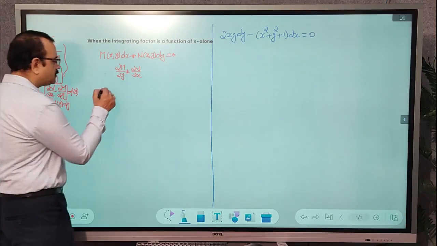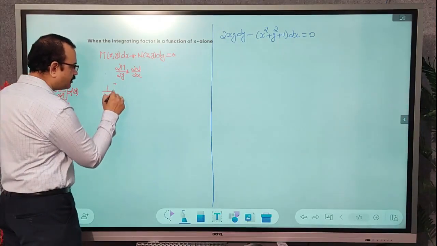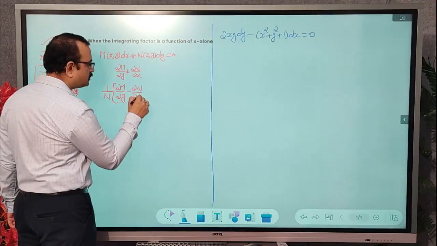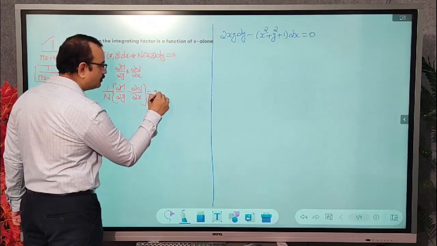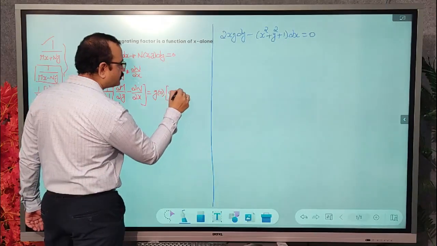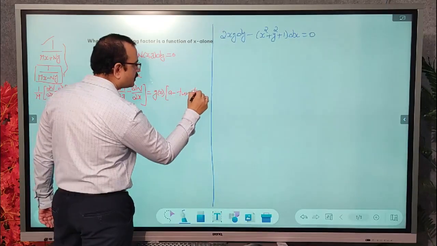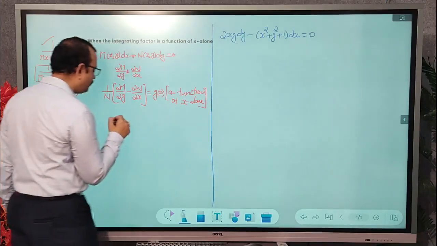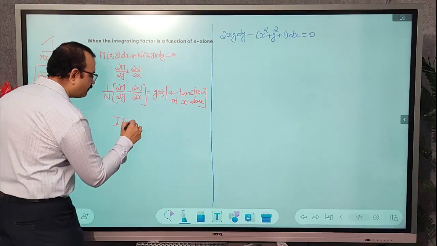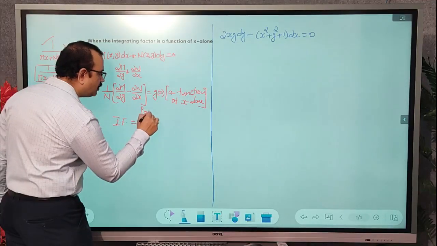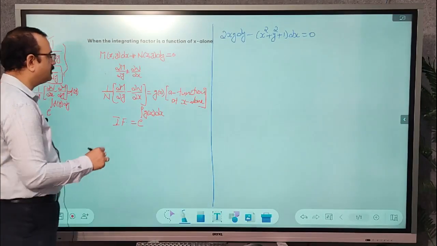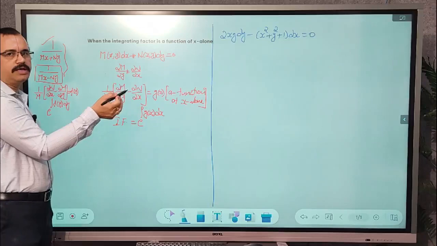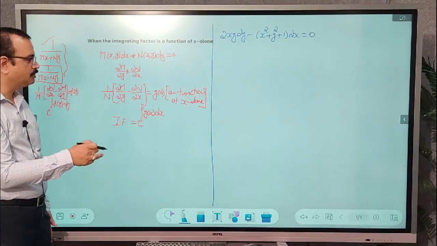If this one also fails, then we have to check this function 1 by N into dou M by dou y minus dou N by dou x. Just we have to check this one. If it is a function of x alone, some g of x, then the theory says that the integrating factor of the DE is of the form e power integral g of x dx. Then the procedure is the same: you multiply the given DE with this integrating factor, then the given DE reduces to an exact differential equation, and we can find the general solution as usual.